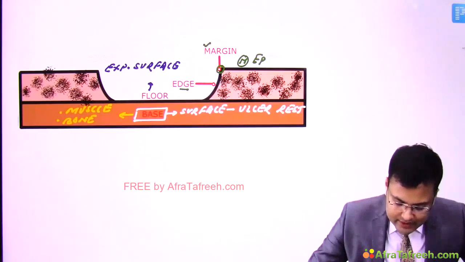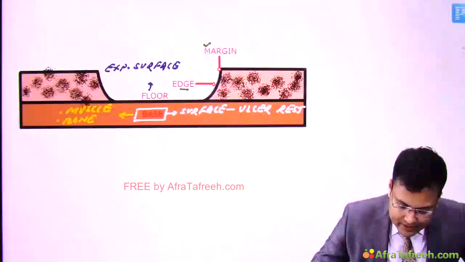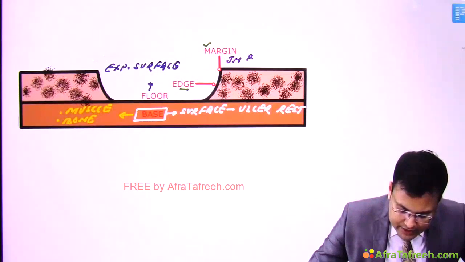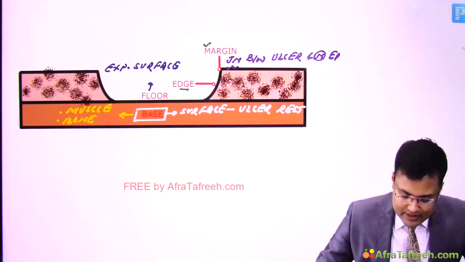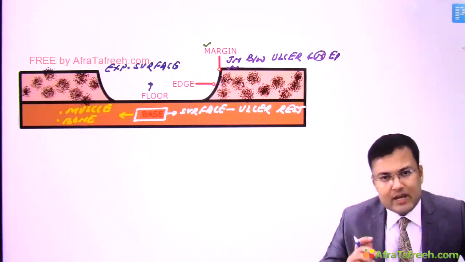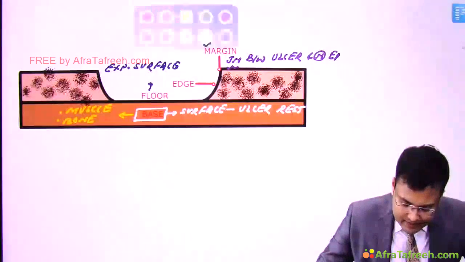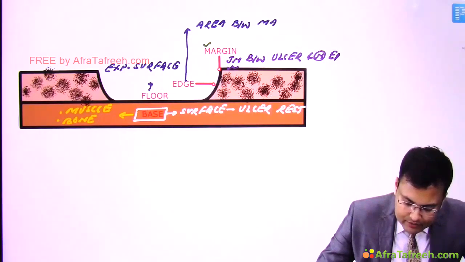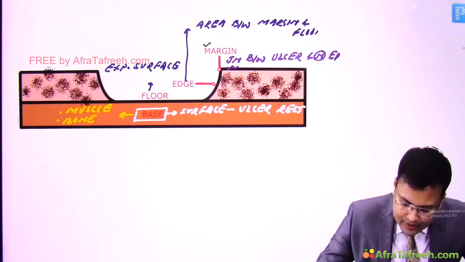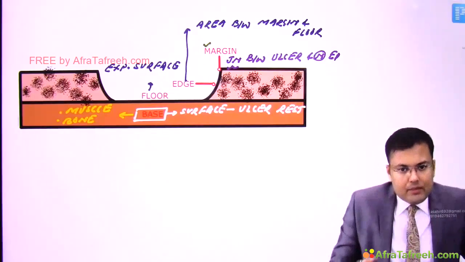What is the margin? We discussed, it is the junction between ulcer and normal epithelium. So this region is normal epithelium. And what is the edge? You can see this edge is the area between margin and floor. Margin and floor.